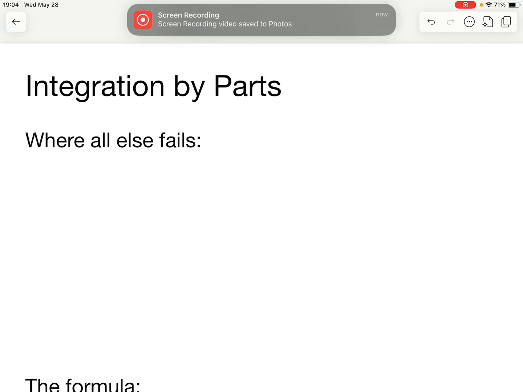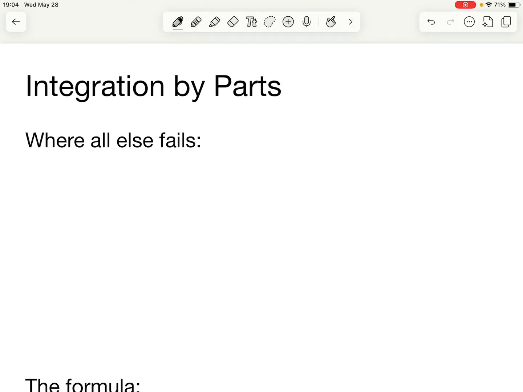All right. Welcome to a hopefully brief video about integration by parts, which is, of course, a method for integrating functions that would be otherwise unintegrable using the current methods that are available to us as of Calculus AB.